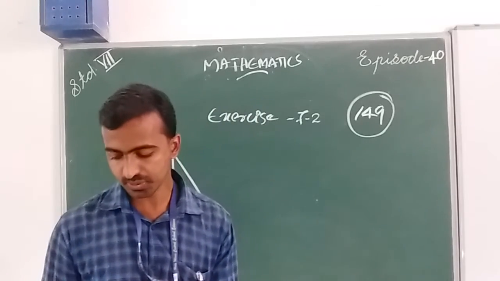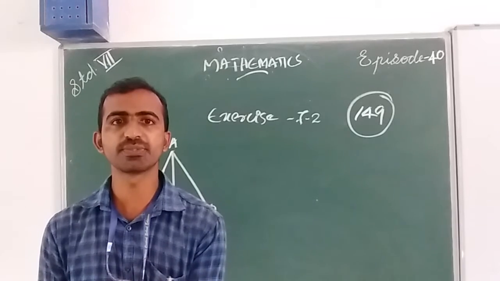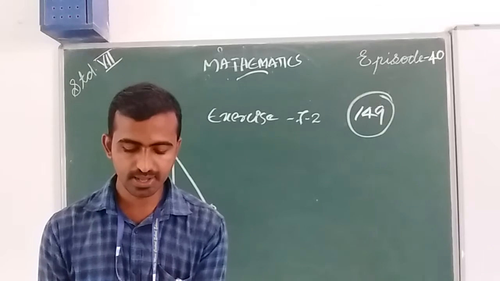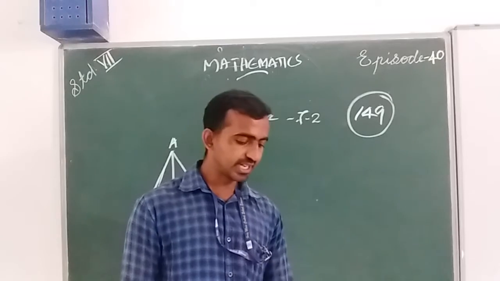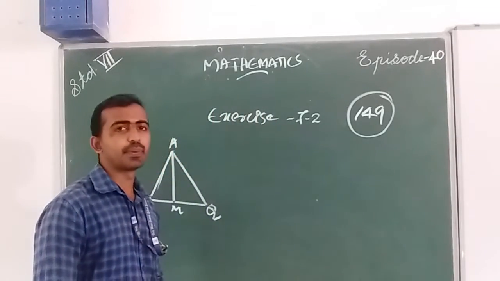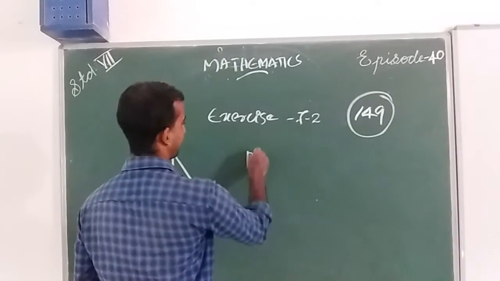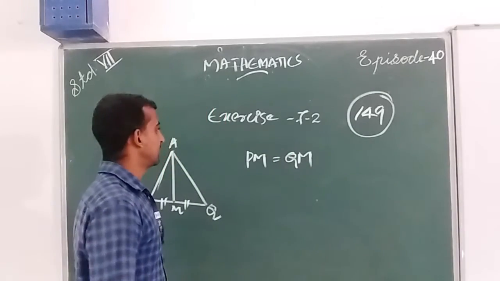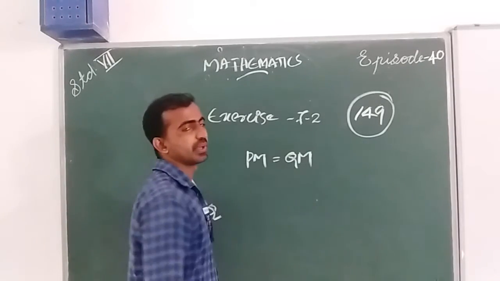We want to supply the missing reasons. That is, what are our reasons? When you see page number 150, you can see the table. Some steps are missing. That is, PM equal to QM. When we see in the figure, this information is already given. PM equal to QM.